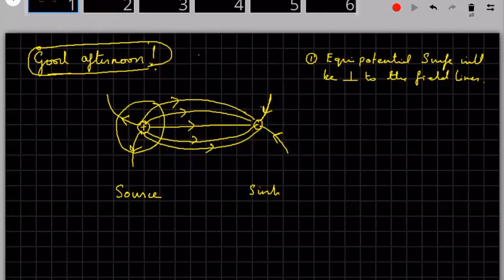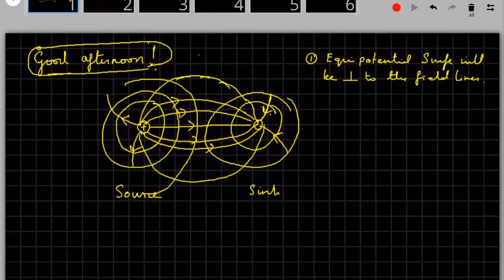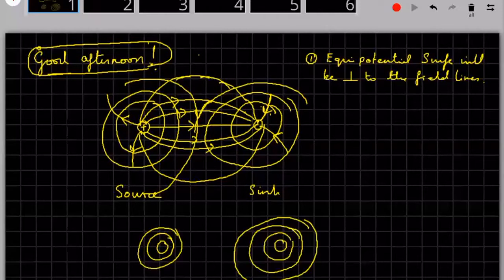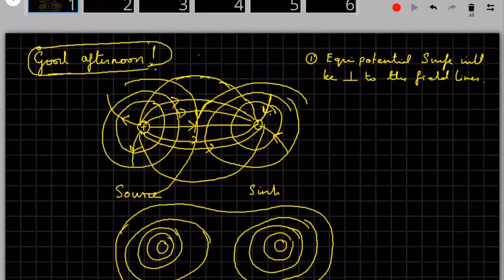Now suppose this surface and this surface are going to intersect. This is an equipotential surface and this is also an equipotential surface. Initially the surfaces will go like this, and over a distance they will go like this. So for a dipole, this is how the equipotential surfaces look.